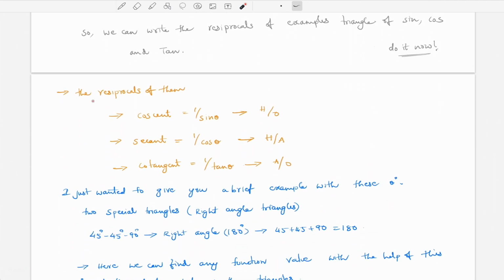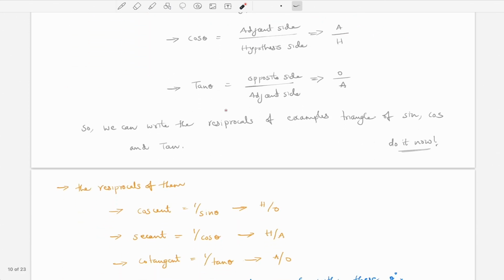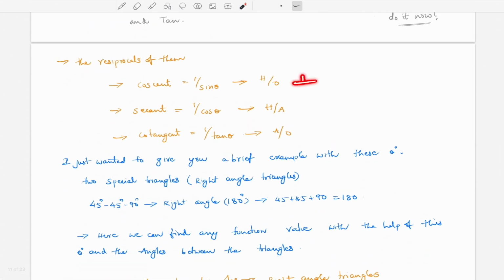So what are the reciprocals? As we discussed, the cosecant is equal to 1 by sine theta. So what is the sine theta? The sine theta is O by H. If it is 1 by O by H, it will become H divided by O, which is hypotenuse by opposite side, which is completely the opposite of the sine theta.